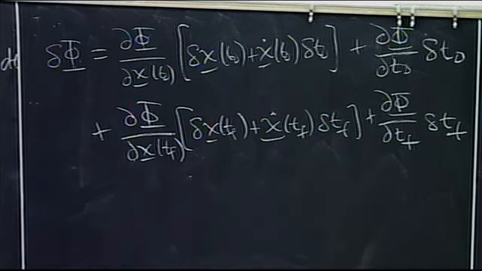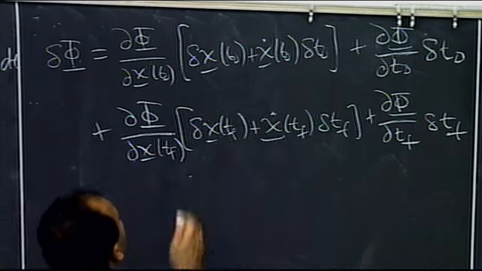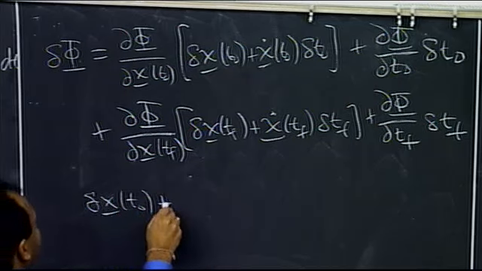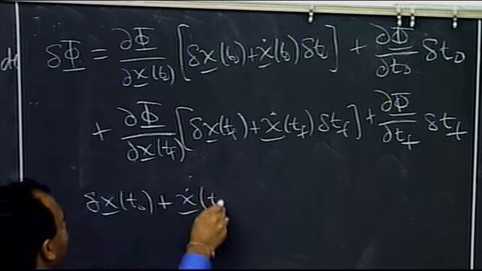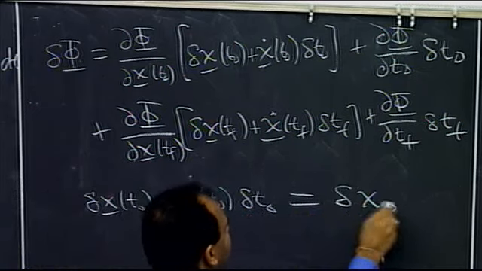Okay? Now, if you look at that, you'll see that the term in the square braces, well, each of these terms, this first term, the variation in x at t0 plus x dot at t0 times the variation in t0 is equal to the variation in x0.